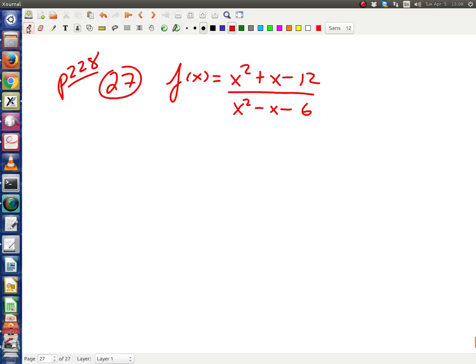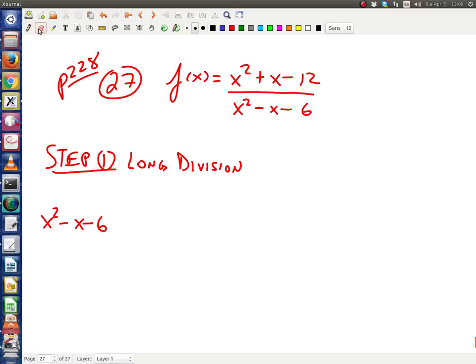What? Let's try that. Step 1, do long division. Rewrite this sort of as in partial fractions form, sort of. Okay, so what does that mean? Take the denominator, that's x squared minus x minus 6, divide it into the numerator. Okay, and so what's x squared divided by x squared?